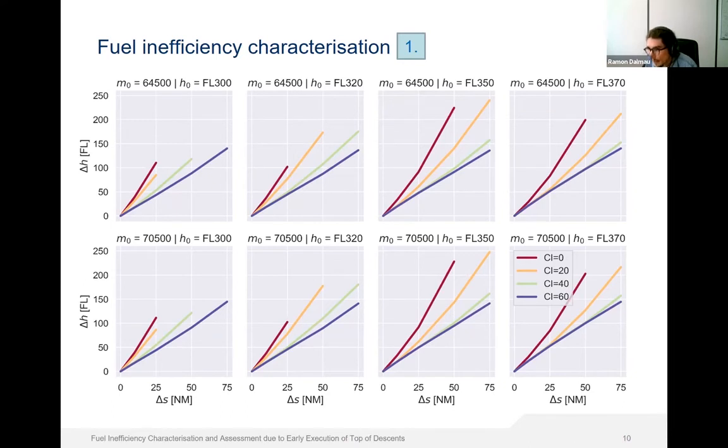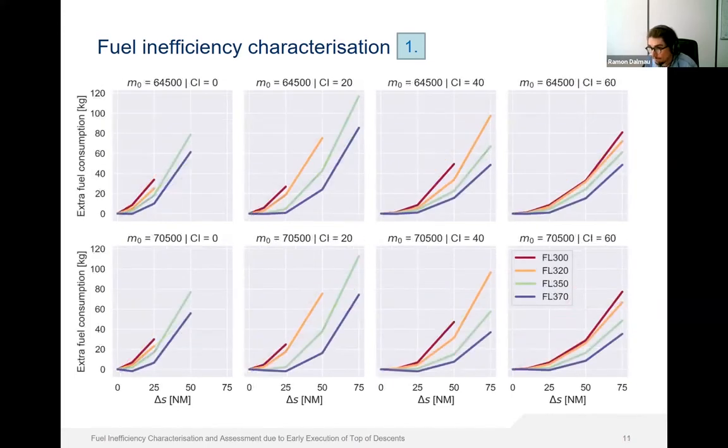As expected, for a given combination of these 3 parameters, the mass, the cruise altitude, and the cost index, the earlier the descent starts from the optimal top of descent, the later the trajectory plan is intercepted from below. And interestingly, for a given mass and cruise altitude, the relationship is almost linear, and the slope is determined by the cost index.